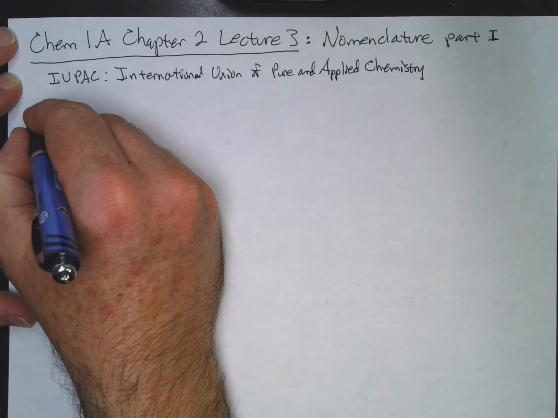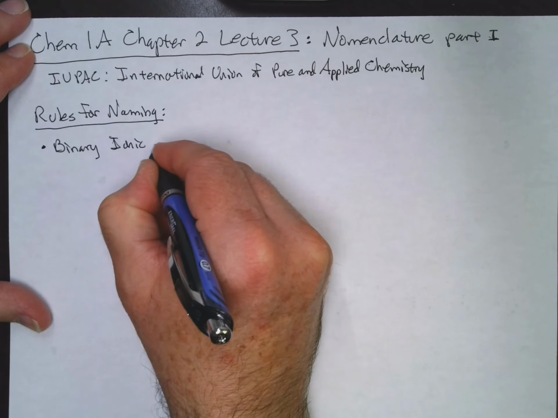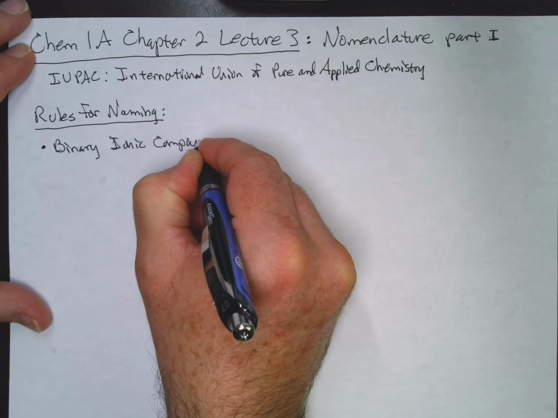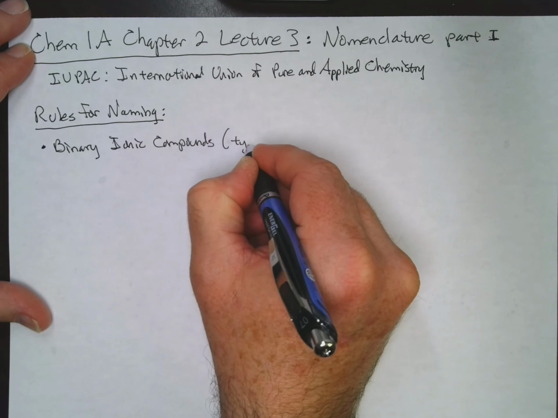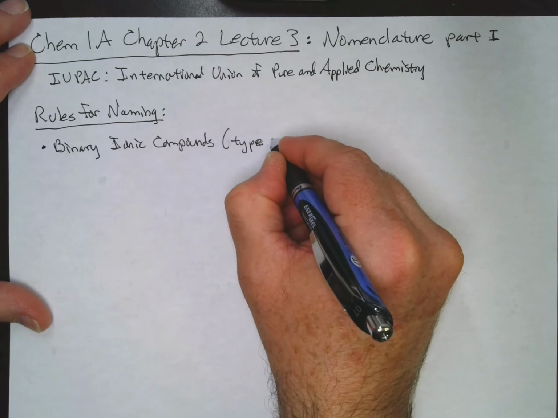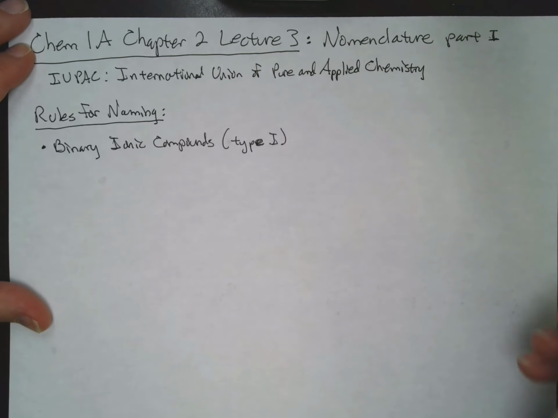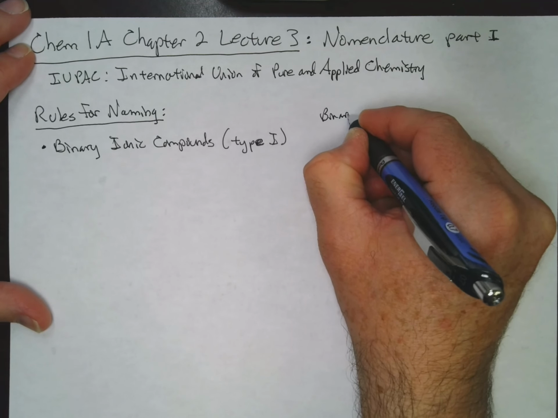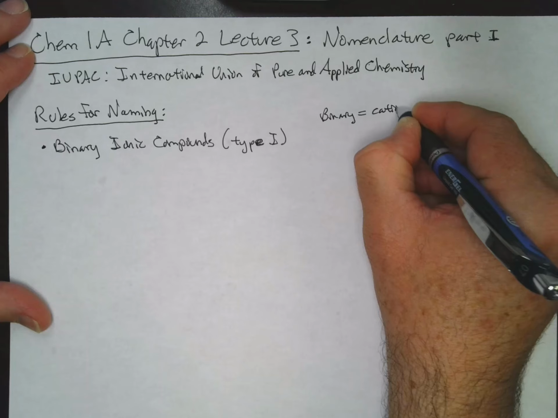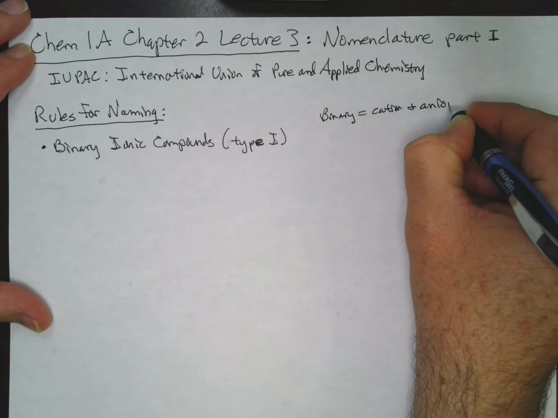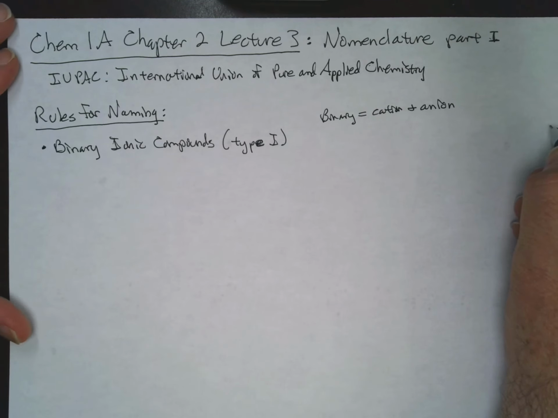But let's look at first binary ionic compounds. And we'll call some of these binary compounds. We'll see there are different types, but these will be type 1 binary. So binary is a cation plus an anion, or cations plus anions. So for our binary ionic compounds, we want to name the cation first, then the anion.